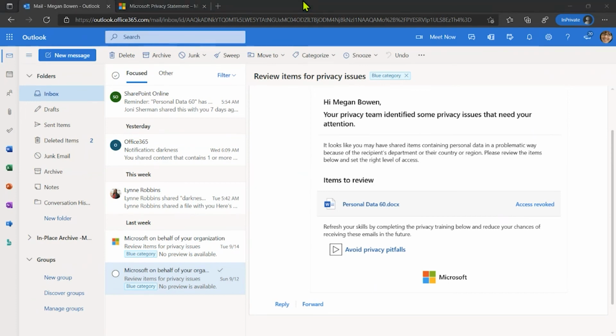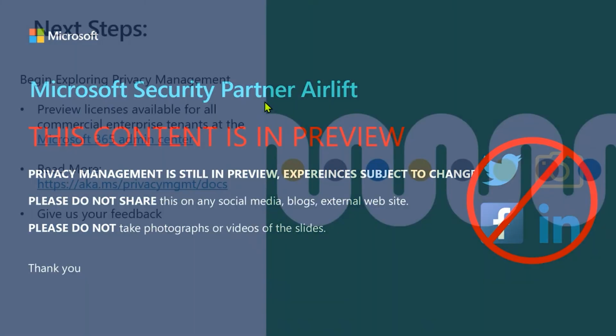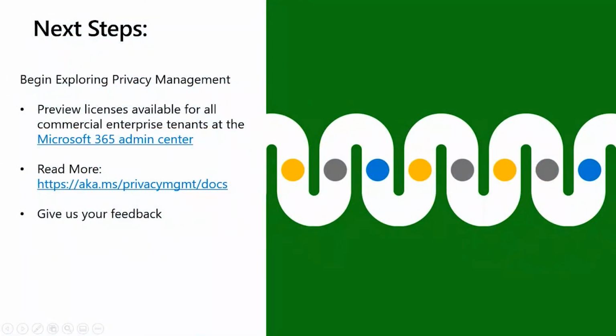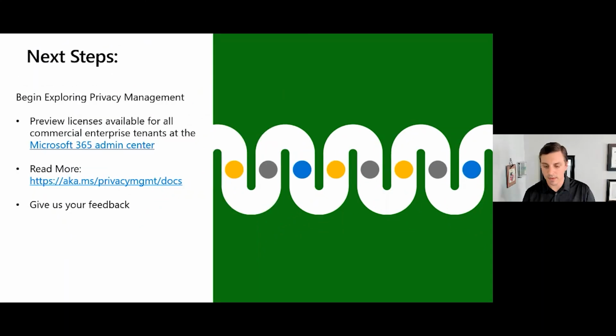And that is privacy management. So just in closing, please start exploring this. It's a brand new product for us. It's available for you to start trying now. It is in public preview. There are licenses available for all commercial tenants. So whether you're spinning up a trial or a demo, or you want to try this out in your production environment, you can get those trial licenses right at the admin center.